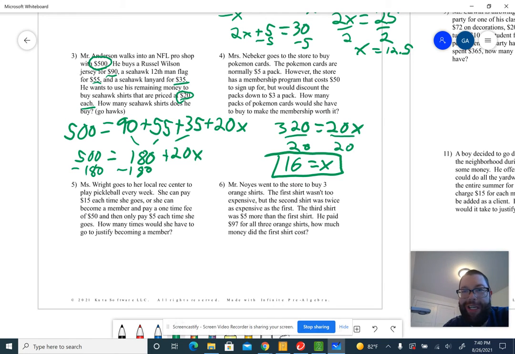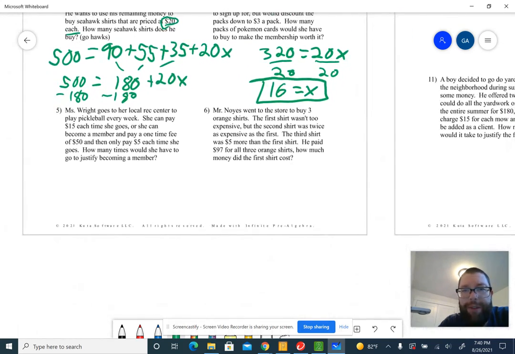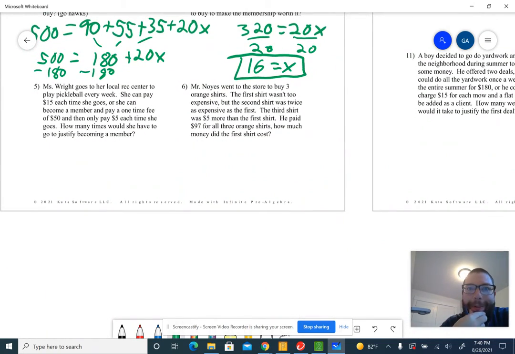Let's look at a more difficult one, and then I'll probably stop here. So you guys should probably be getting the idea right now. Again, looking for that per each keyword, but setting up these equations usually isn't that hard. It's actually probably easier with these type of problems than with the two-step equations. But let's do Mr. Noise. That one's kind of worded a little tricky, so let's do that one.